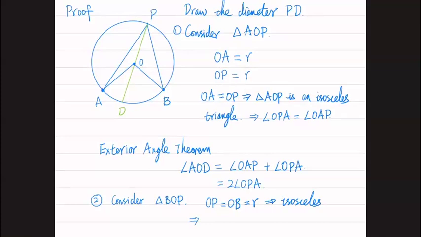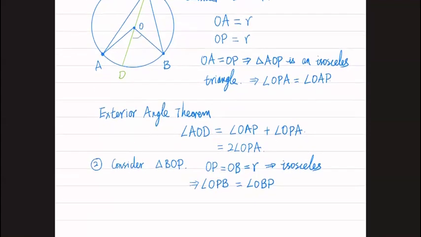OPB equals OBP. My O looks like a B, so let me rewrite this. Angle OPB, angle OBP. Nice. Again, we will apply the exterior angle theorem. This time, let's move to angle BOD.